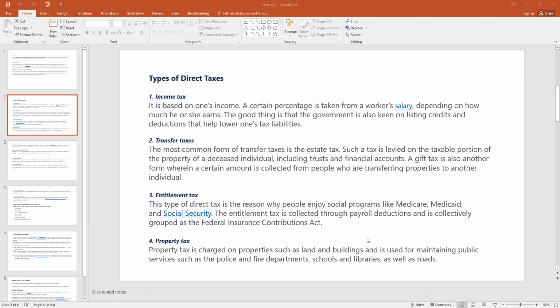Entitlement taxes are collected by the central government. Transfer taxes are collected by the central government because it is a kind of income tax, and income tax is collected by the central government. Out of these four, only property tax is collected by the state government. Is it clear up to this, students? Yes, sir.